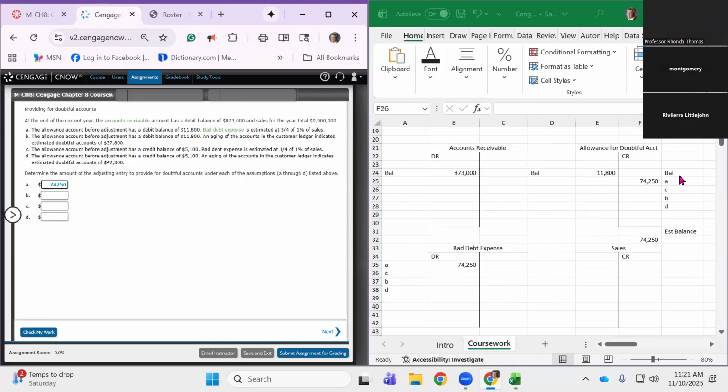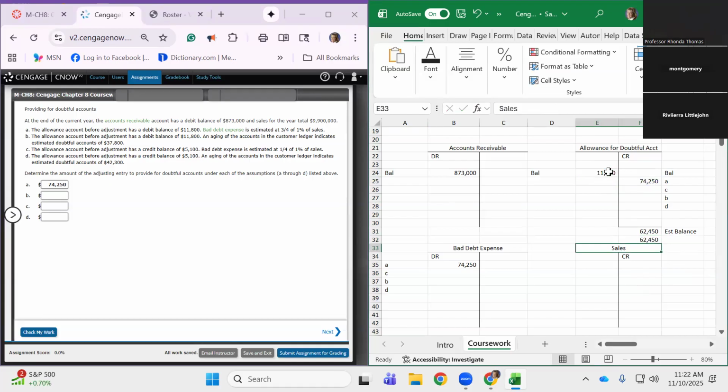It's going to be at the end of the year, and it's going to help us determine what the new balance will be. So now what is the balance in this account? Just so you'll know, we have 74,250 minus the debit balance of 11,800. Here's the new balance. Okay, and just for fun, I'm going to double check that my numbers are right.